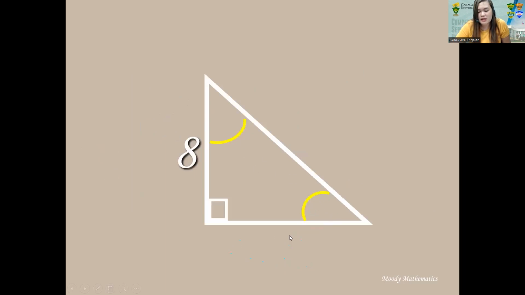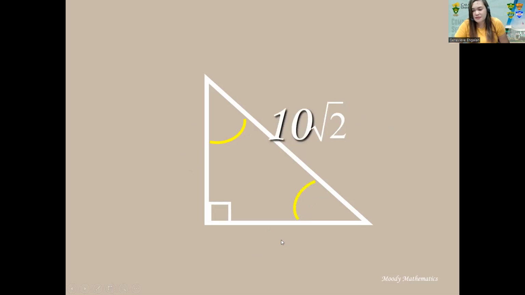So, if it is 8, what is the other one below? 8. Okay, the hypotenuse will be 8 square root of 2. Okay, 8 square root of 2. If 10 square root of 2 is the hypotenuse, what is the measure of the legs? 10 on both sides. Okay, both legs.